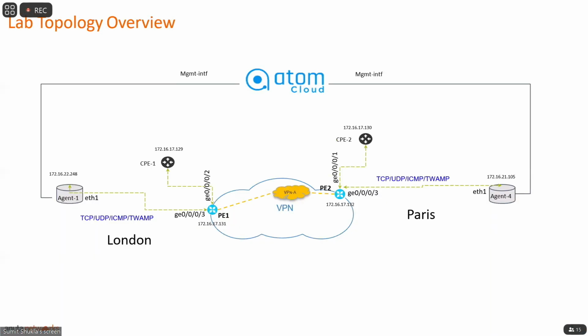So this is our lab topology, which we will use during the demo. Here we have two provider edge nodes connected to CE devices and the test agents. In the lab, the Atom test agent will be used to generate the synthetic traffic for the activation test once the service is deployed on the devices.